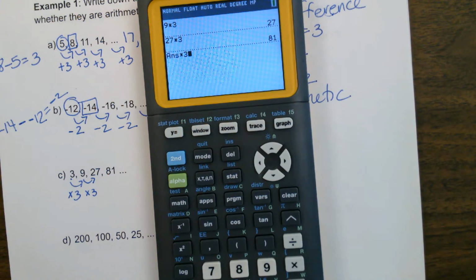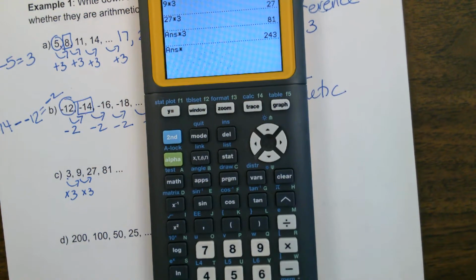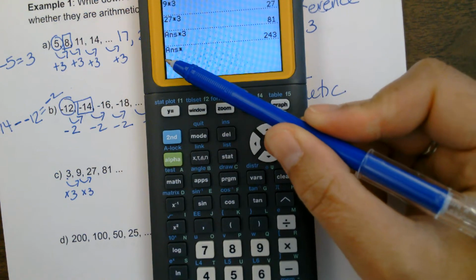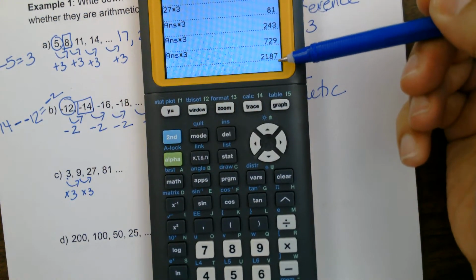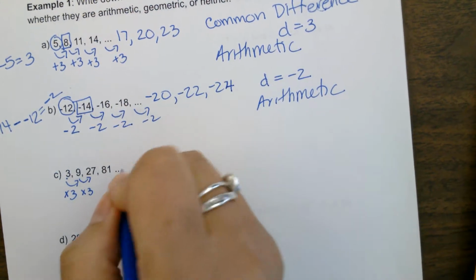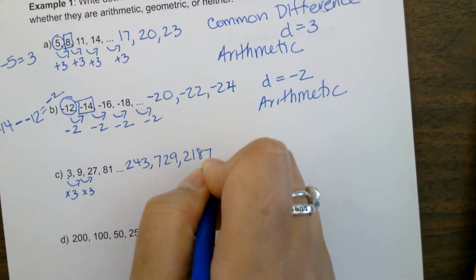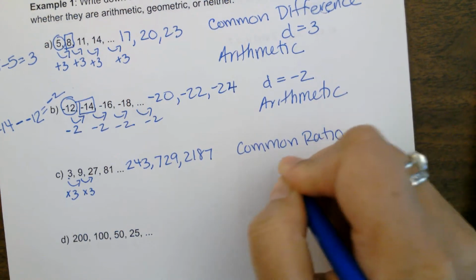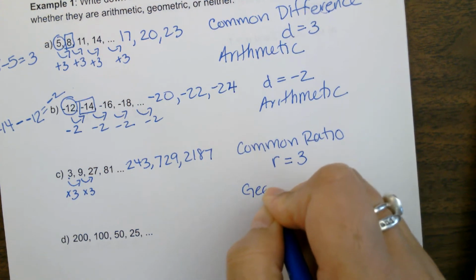Yay! So let's just keep multiplying by 3, and you can simply press the multiplication and it brings this previous term down and will multiply it by 3 for you. And then one more time, so I get all 3 terms. So we can now write these 3 terms down on our paper. 243, 729. So here we find we have a common ratio. We use the variable r, and our common ratio is 3, which makes it geometric.